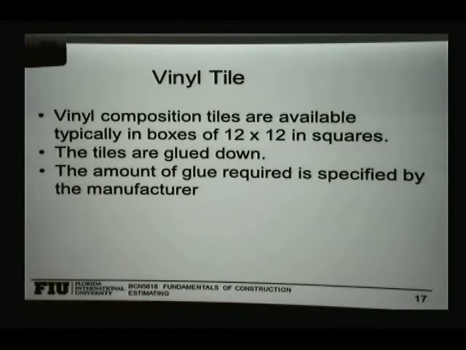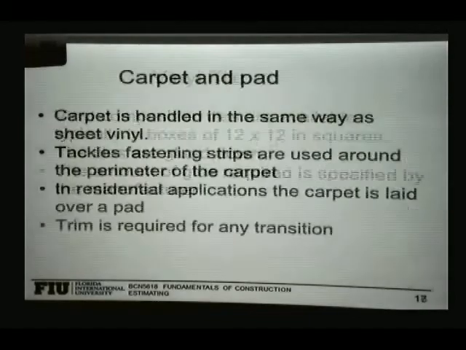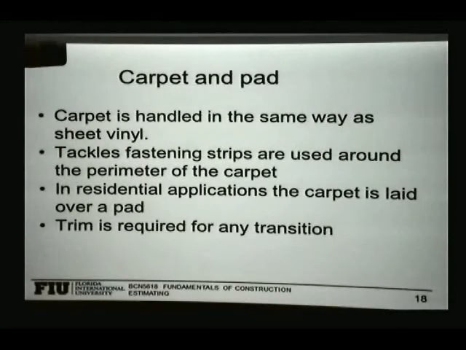Also, vinyl can come in tiles rather than rolls. So basically, you install each one of these 12 by 12 squares. They're glued down, and some of those come already with glue, so you just have to peel the back and install the tiles. So it depends on what type of tiles you have.